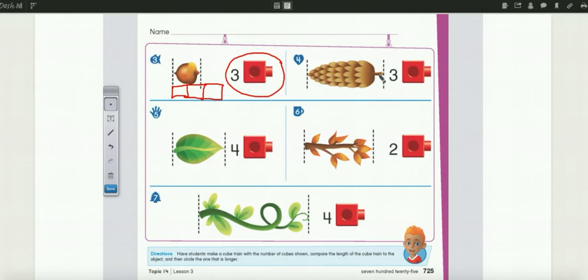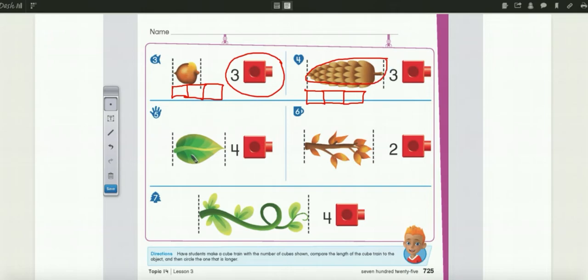Here we have a pine cone and 3 cubes. Let's see which one is longer. 1, 2, 3. Which one is longer? The pine cone. So we're going to circle the pine cone.